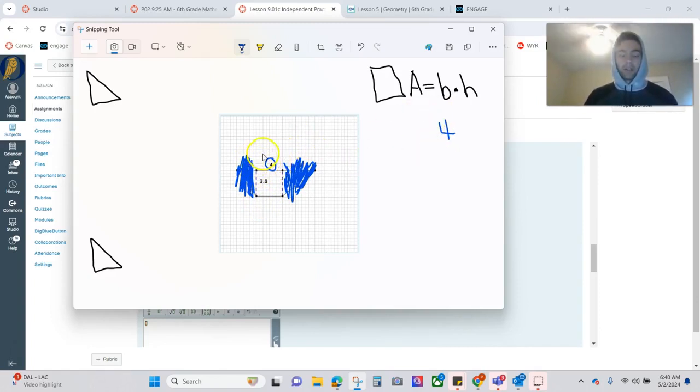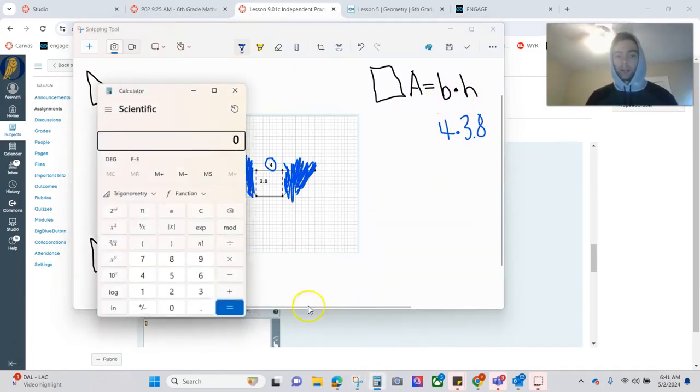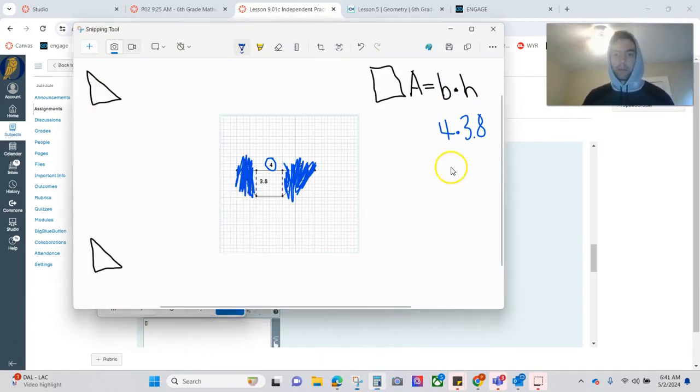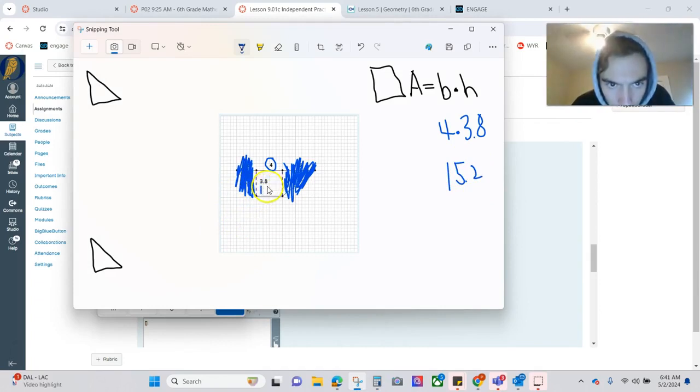Our base is 4. It has the height coming straight out of it. What is our height? Yep, 3.8. What is 4 times 3.8? Less than 16. 15.2. Let me write that in here. 15.2.